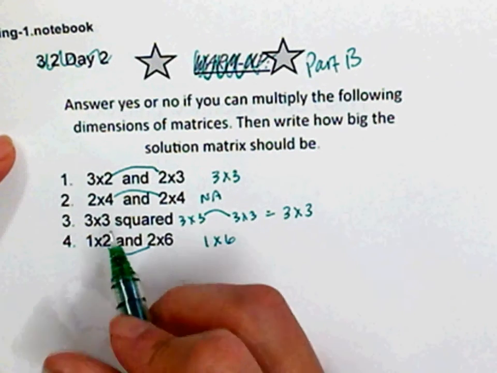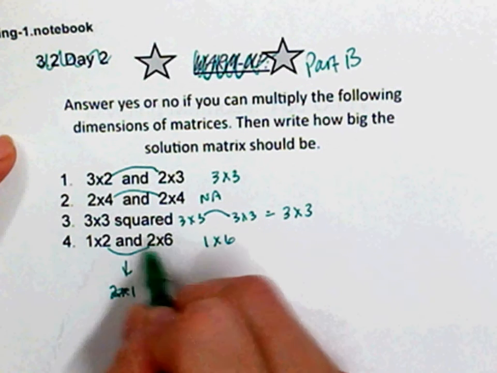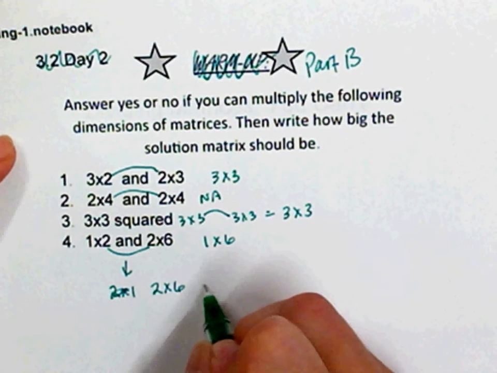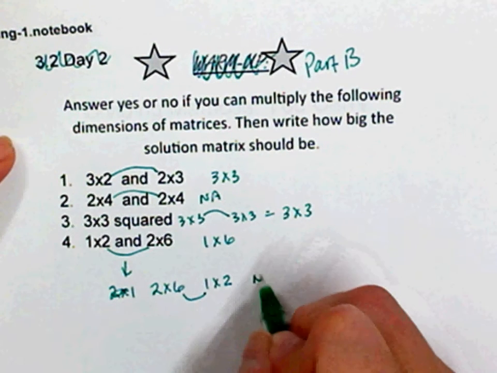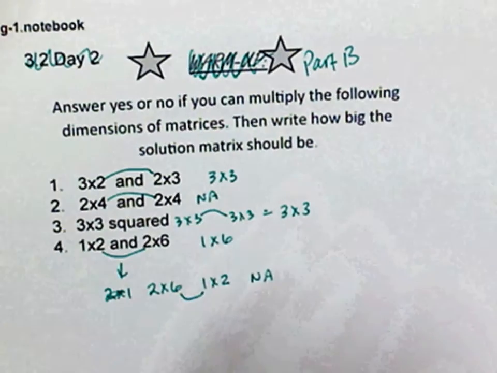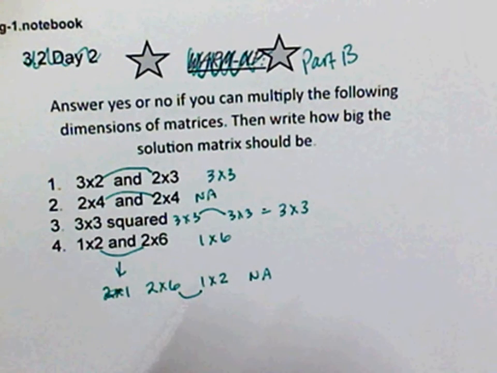Now, I want to talk about this real quick. What if you had a 2 by 1? Or what if I switch this around? 2 by 6 and 1 by 2. Can I now multiply those? No. So is the order of how you put the matrix important? And the answer to that is yes.